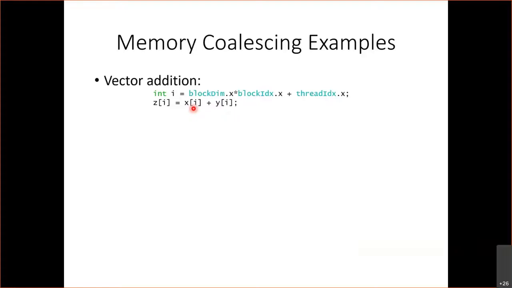Why not? Because it's a different row each time. Okay, well, think about it. If I have thread 0, thread 1, and thread 2 accessing the array X, they're going to issue load instructions. Thread 0 is going to access X of 0, thread 1 is going to access X of 1, and thread 2 is going to access X of 2. Are X of 0, X of 1, and X of 2 likely to be in the same DRAM burst? Yes.